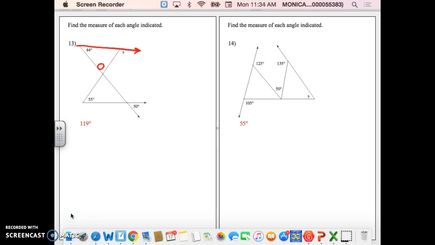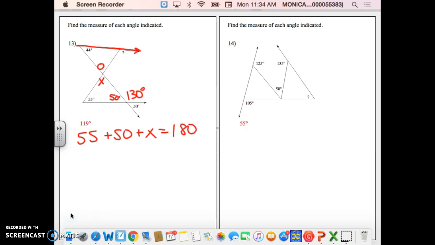Now I've got to work my way around the picture to figure out what I know. Well, I see that this is 50 here, so I know that this angle and this angle together make 180. So this is 130. But I also know that this angle here is a vertical angle, so this is going to be 50 degrees. There's a couple ways I could see this. I know these two angles plus this angle have to add up to 180. So 55 plus 50 plus x, and this is what I'm going to call x, equals 180.